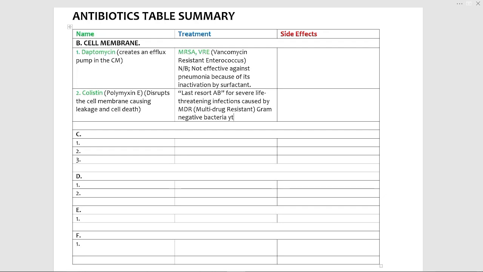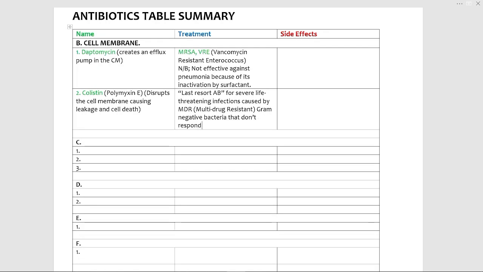Bacteria that don't respond to safer alternative antibiotics. Yeah, so colistin is a very good drug because it's always a last resort for antibiotics. Last resort antibiotics for severe infection that are not responding to much safer options. So it's always a very good drug.